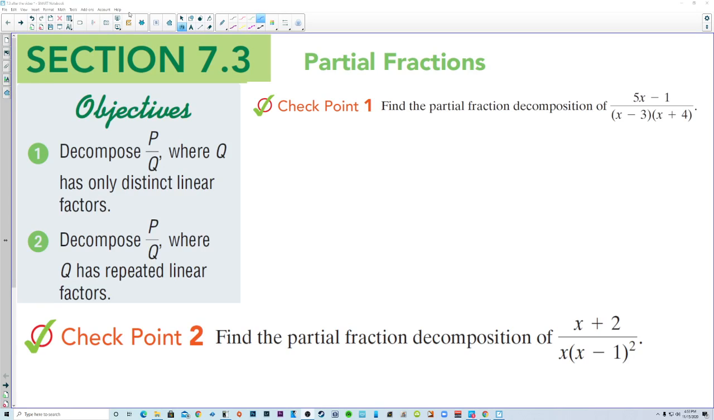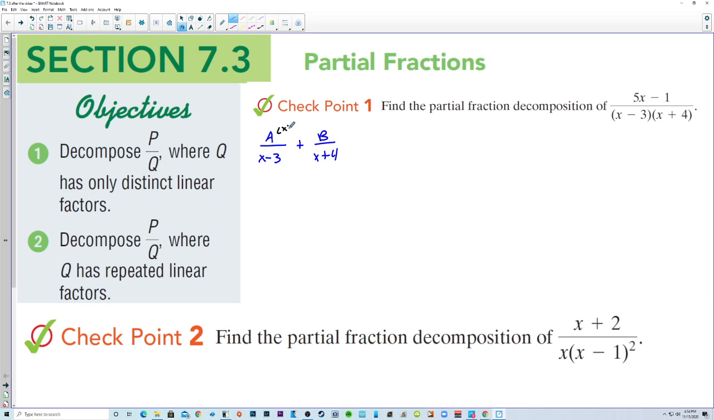This is section 7.3 on partial fractions. And we got checkpoint 1, find the partial fraction decomposition. Let's put A over x minus 3, and we're going to put B over x plus 4. And let's get common denominator on this.